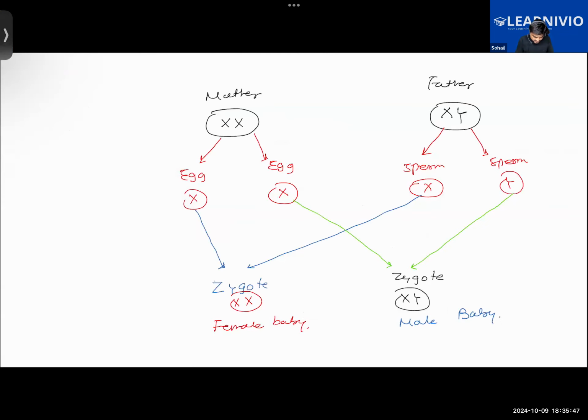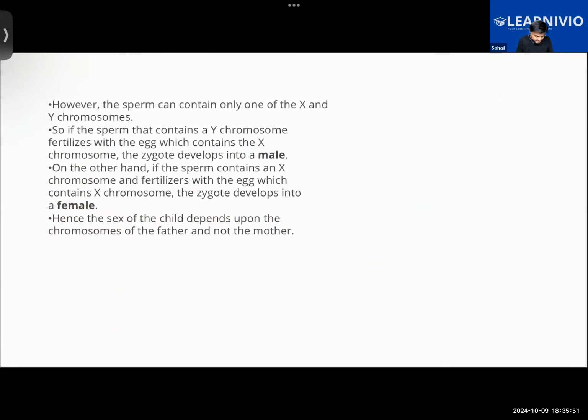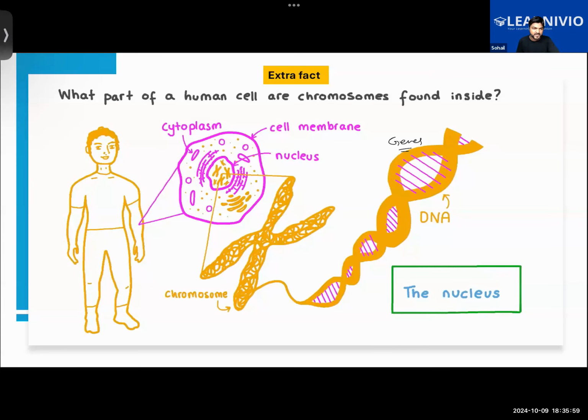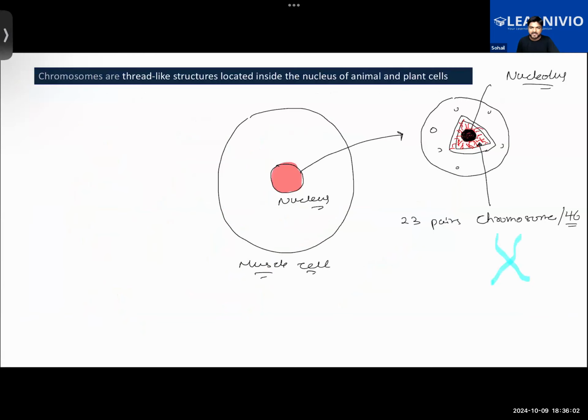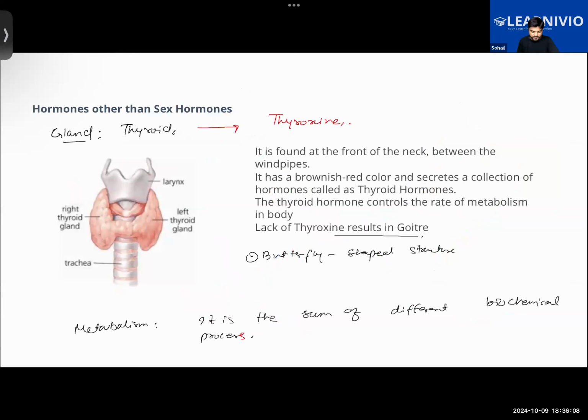So in the previous class, we had completed major topics in the chapter, like the sex determination of the unborn child. Basically, the gender of the baby, we have learned about how it is determined. Further, we learned about some of the important glands, the glands that secrete hormones other than the sex hormones. So far, we have learned about the thyroid gland.